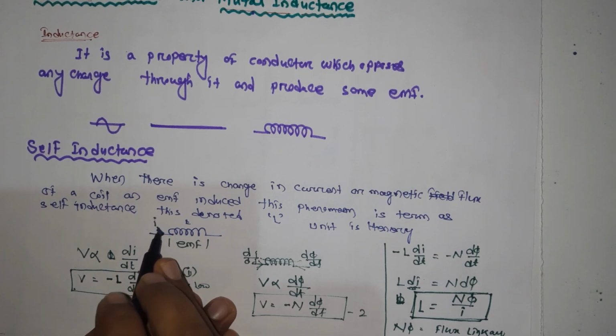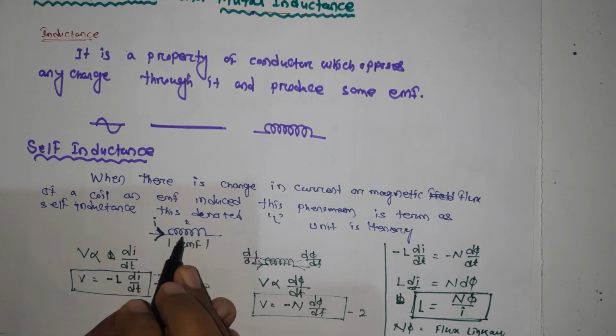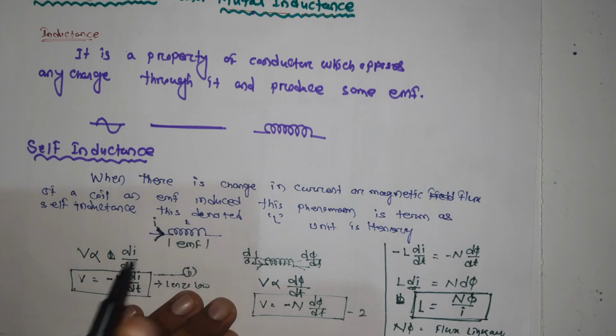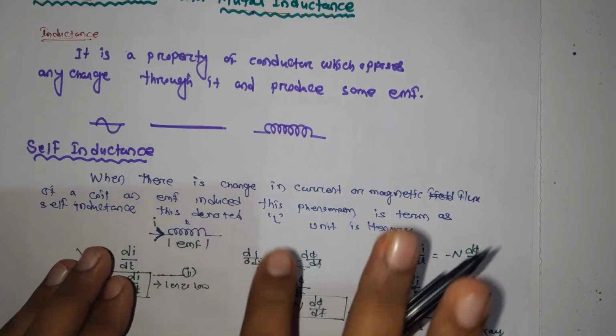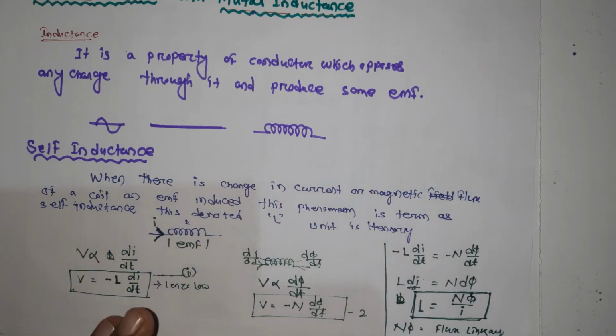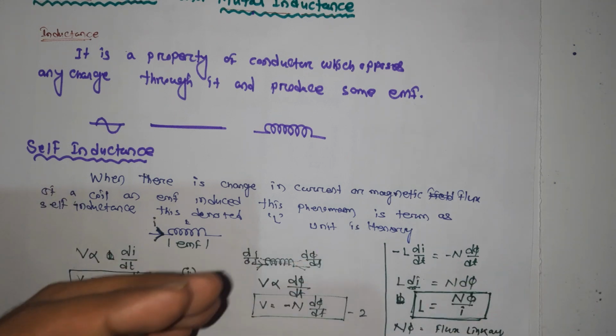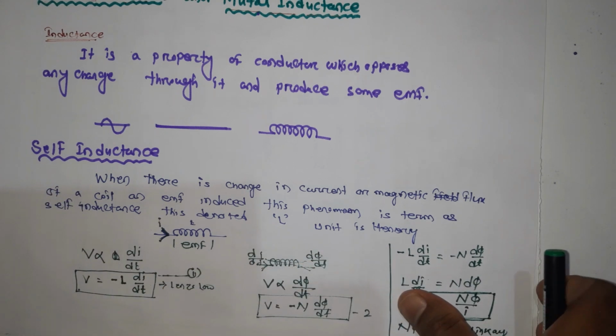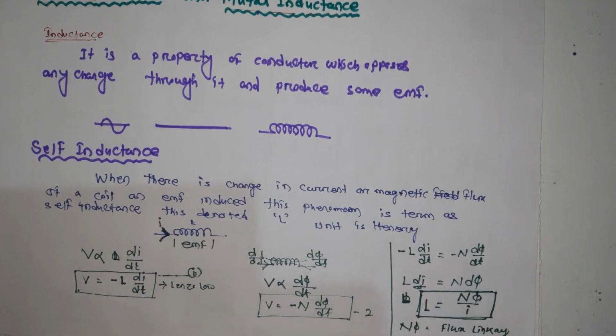Which amount of current flowing through this coil, this amount of flux is linked with this same coil. The same flux linked with the same coil produces an e.m.f. That is called self inductance. Next we discuss what we mean by mutual inductance.